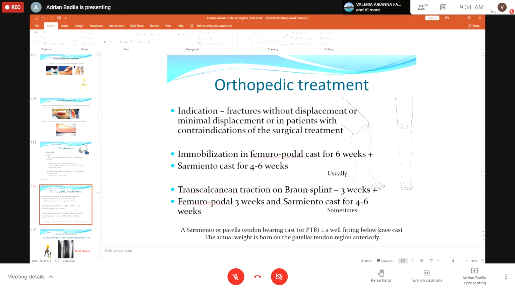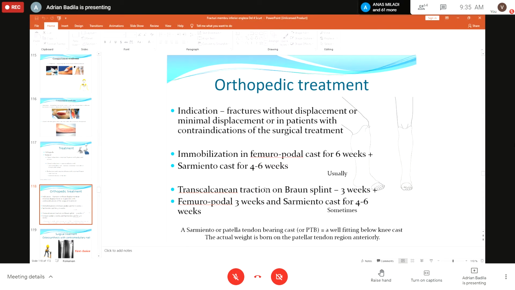What is this Sarmiento cast? It is called also a PTB cast in the Anglo-Saxon literature, and that means patella tendon bearing cast. It's a cast that is well fitted below the knees, well fitted to the patella and the femoral condyles, and most part of the patient weight is borne on the patellar tendon region anteriorly, so on the cast and not on the bones.